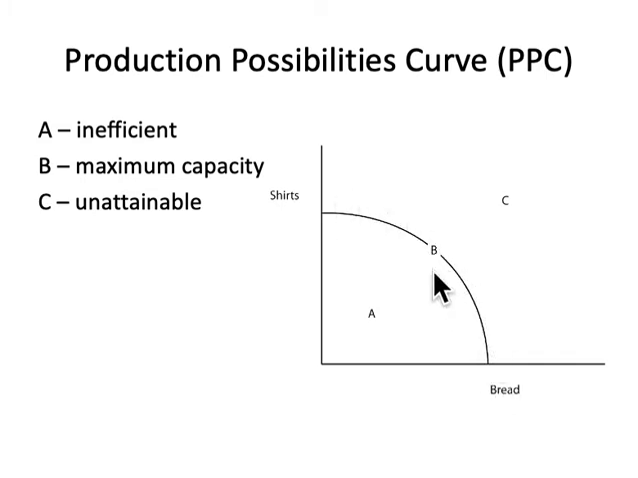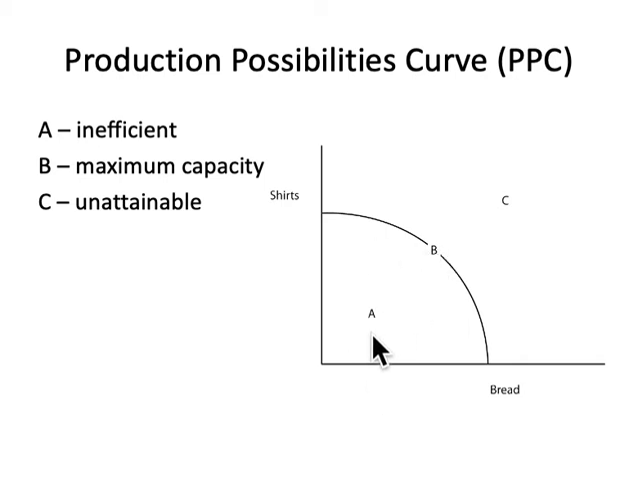Okay? So what does this inefficiency mean? If we're producing right here, this could be 3 loaves of bread and 5 shirts. So if our economy produces 3 loaves of bread and 5 shirts today, we are being inefficient because we could have produced 10 loaves of bread and 15 shirts, but we didn't.